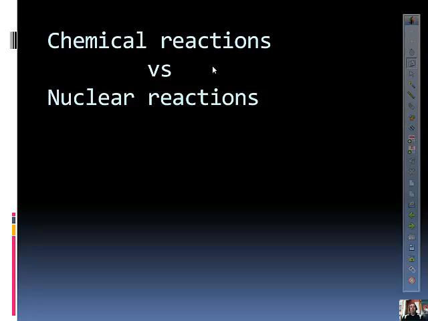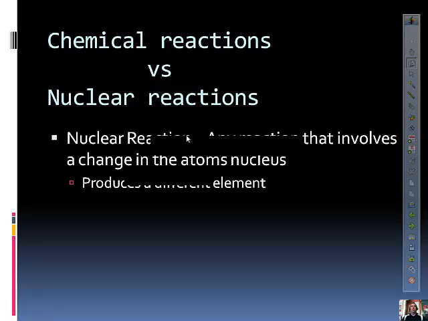It's just going to be bonds are going to be broken, new bonds are going to be created. But again, you have the same elements before and after. In a nuclear reaction, that isn't always true. What you start with is going to completely change into something different or something brand new.